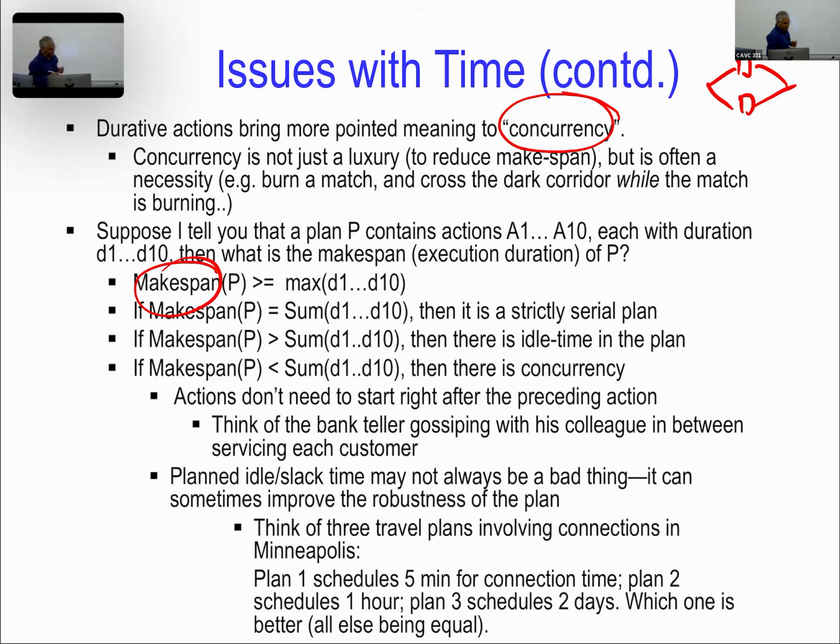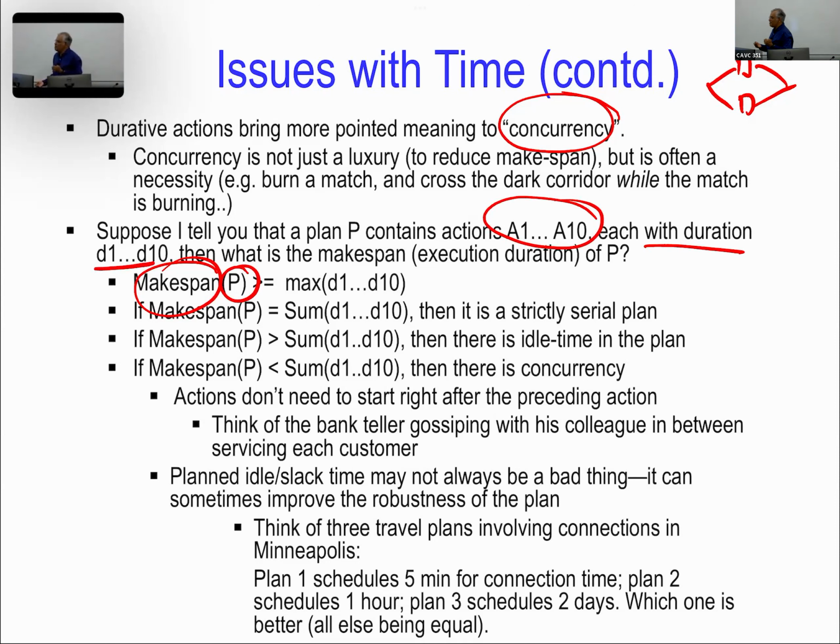The interesting question is, if you have unit actions and they're all serial, the makespan is basically the same as the number of unit actions. So think of it this way: I will tell you that a plan contains actions A1 to A10, each with durations D1 to D10.